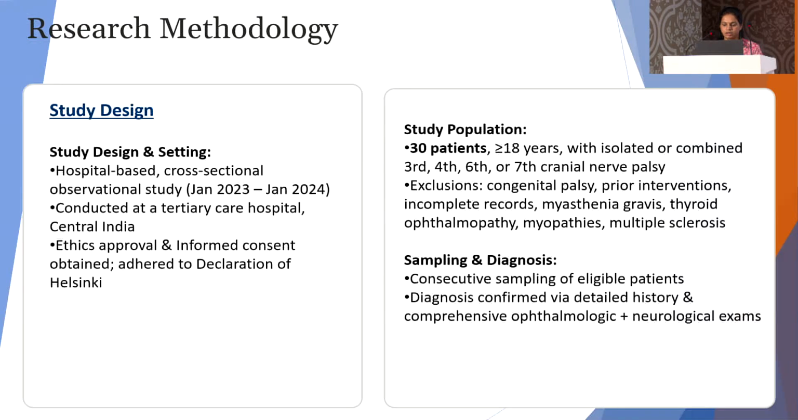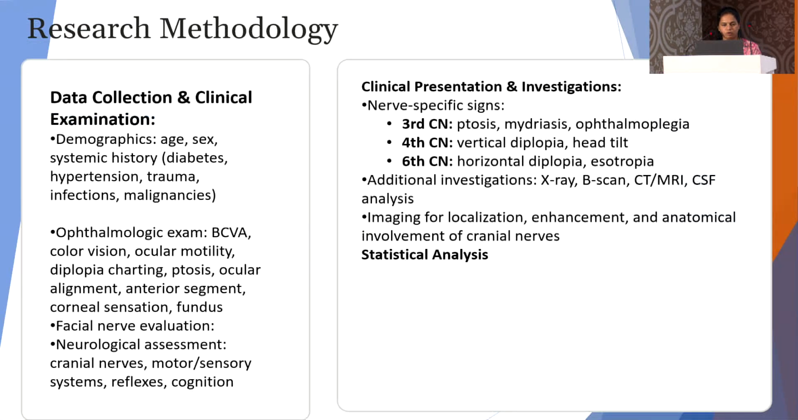Exclusion criteria were congenital palsy, prior intervention, incomplete record, myasthenia gravis, thyroid ophthalmopathy, myopathies, and multiple sclerosis. Consecutive sampling of eligible patients was done and diagnosis confirmed via detailed history and comprehensive ophthalmic and neurological examination. Demographic data were included, and ophthalmological examination covered best corrected visual acuity, color vision, ocular motility, diplopia charting, ptosis, ocular alignment, anterior segment examination, corneal sensation, and fundus examination. Facial nerve evaluation and other neurological assessment were done.